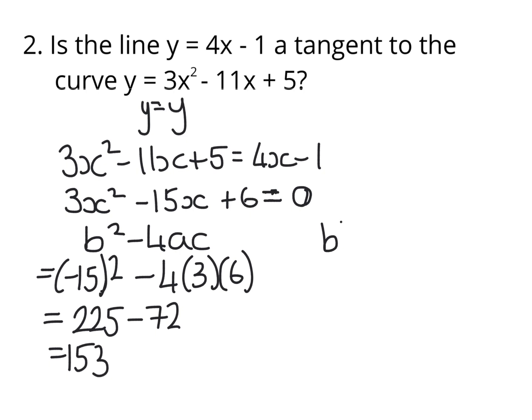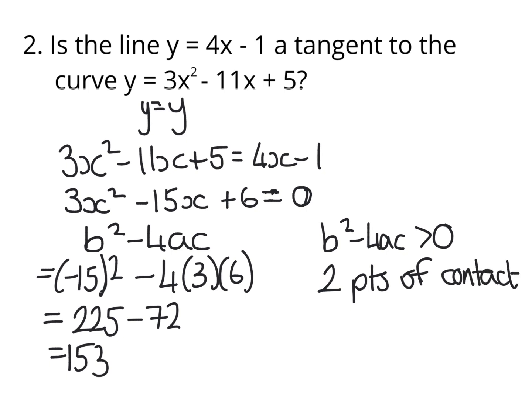So because b squared minus 4ac is greater than 0, it means there are 2 points of contact. There are 2 roots. So not a tangent. So the line is not a tangent.